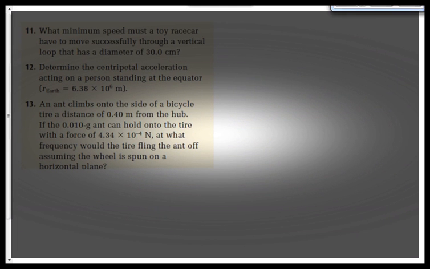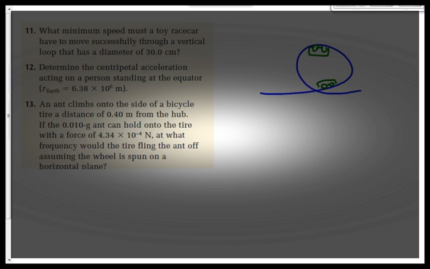Number 11 says, what's the minimum speed of a toy race car that must move successfully through a vertical loop that has a diameter of 30 centimeters? So it's going like this. If it's going to fall out, if we're talking about a minimum speed, it's going to be at the top, right? You don't have to ever worry about the toy car falling off the loop here. If it's going to fall out, it's going to fall out at the top.